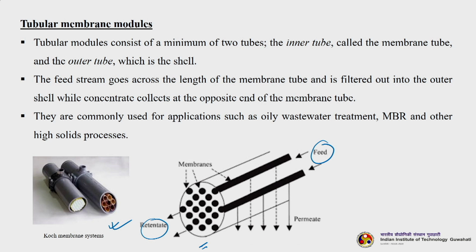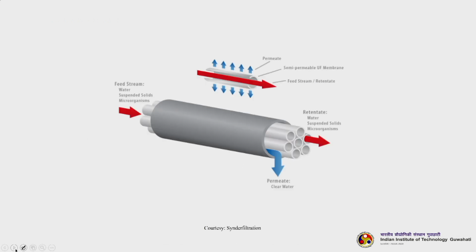Tubular modules consist of a minimum of 2 tubes, one inner tube and another outer tube, which is the shell side. The feed stream goes across the length of the membrane tube and is filtered out into the outer shell, while concentrate collects at the opposite end of the membrane tube. They are commonly used for applications such as oily wastewater treatment, membrane bioreactor and other high solid processes. This is another view for better understanding, you can refer to it later.